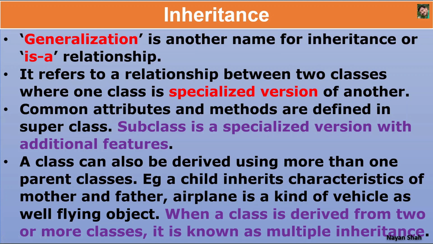A class can also be derived using more than one parent class. That is also possible. For example, a child inherits characteristics of mother as well as father. Airplane is a kind of vehicle as well as flying object. So a class can also be derived using more than one parent class. And when a class is derived from two or more classes, it is known as multiple inheritance.